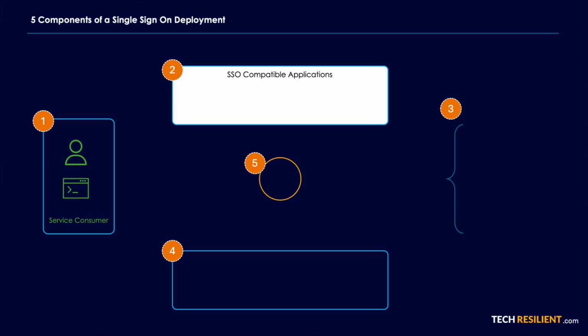The second component is your set of SSO compatible applications. Could be something like Microsoft Office 365 or Google Workspace or Workday or Salesforce or any other business applications that is SSO compatible, and you want to allow the users to log into it and use it using SSO.